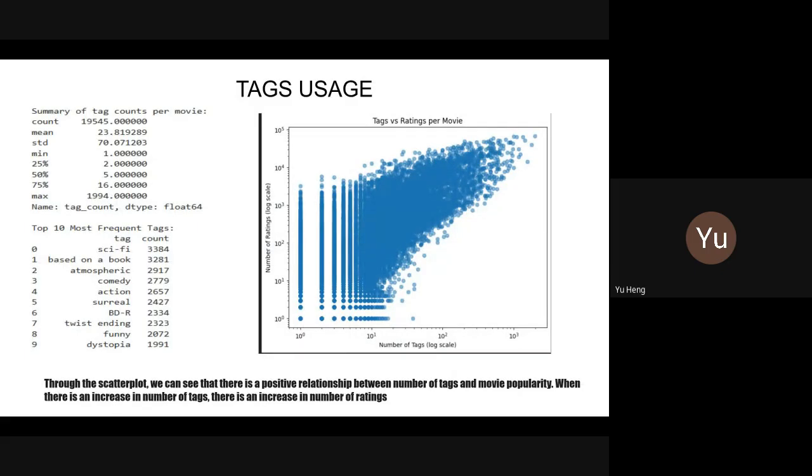Next, moving on to text usage. I believe this was previously mentioned by the other groups, being sci-fi and based on books being the two most popular text used in the dataset. And also a similar scatter plot, which previously was also shown, showing how there's a positive relationship between the number of text and the popularity of the movies.